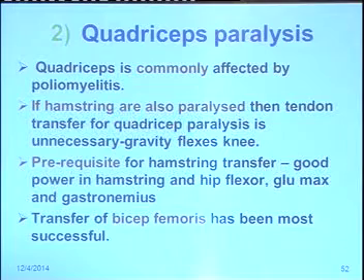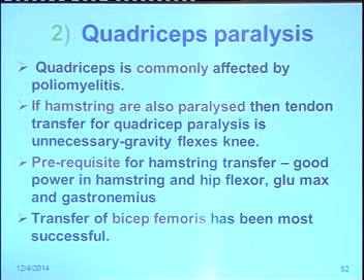If there is a quadriceps paralysis, then you require some tendon transfers for extension of the knee. If the hamstrings are also paralyzed, usually no tendon transfer is required, because once the hip is flexed, gravity flexes the knee and the patient can walk forward.